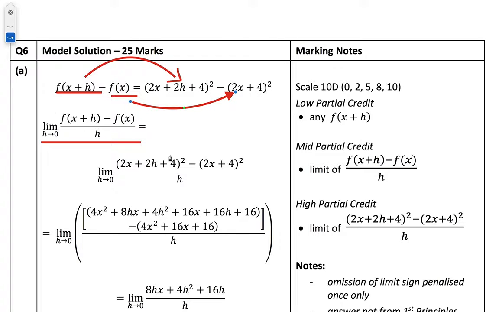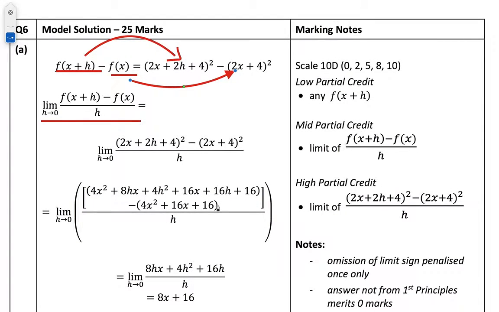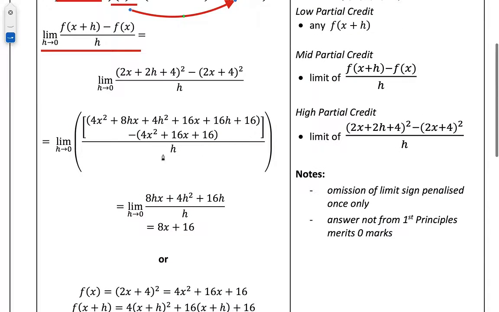Now you want to simplify this as much as possible. So square it out and group the like terms together. So for example, any of the x squareds, any of the hx's, any of the h squareds, group them all together, any of the constants, group them together. Simplify it down as much as possible and then divide everything by h. H goes into this, h goes into this, and h goes into this.